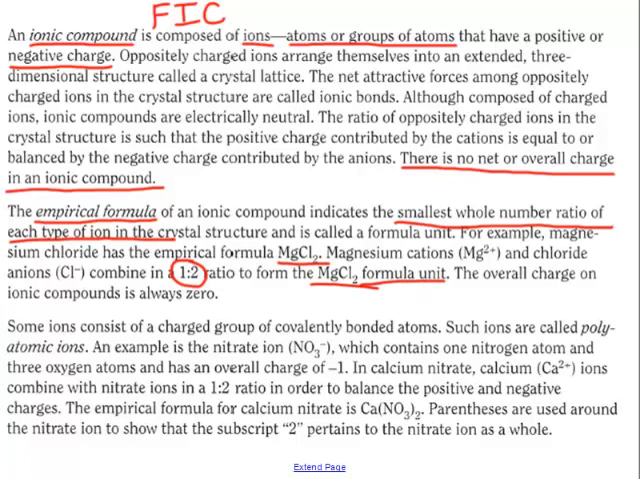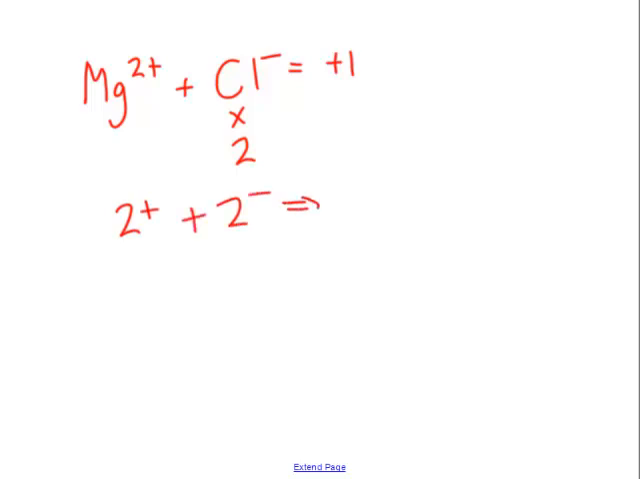The overall charge on the compound is always 0. The reason is that Mg has a 2+ charge and chlorine has a 1- charge, right? If you added these together, you would get a +1, and compounds are unstable when they're anything except a 0 charge. So you really need 2 of these. When you have 2 chlorines, you have 2 positives and 2 negatives, and you get 0. So that's why there are 2 chlorines in magnesium chloride.